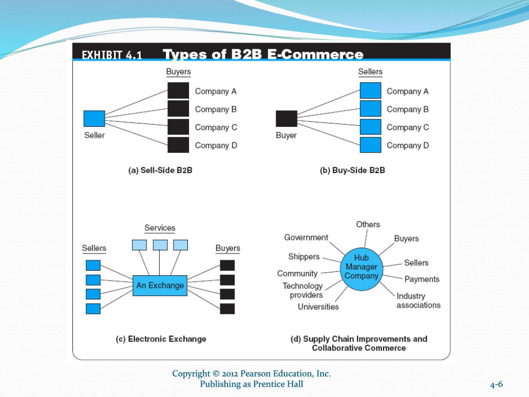In the sell side, it's very seller-centric if you're that selling organization. In the buy side, assuming you're the buying organization, again, it's very organization-centric. Versus the electronic exchange, where we've got lots of buyers and lots of sellers. And then Part D, supply chain improvements and collaborative e-commerce, we're really focused on processes and improving those different relationships.